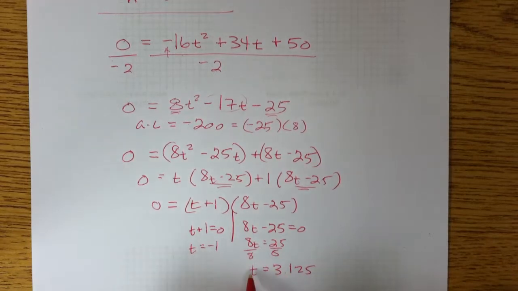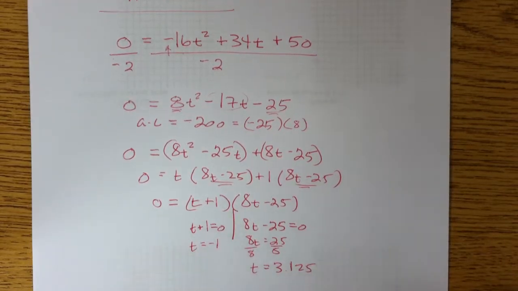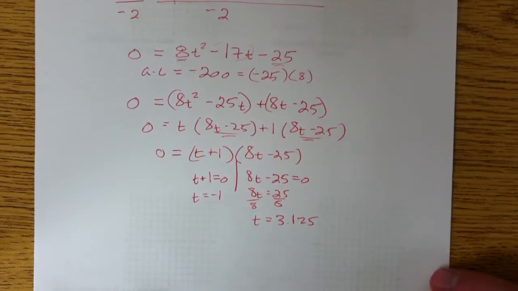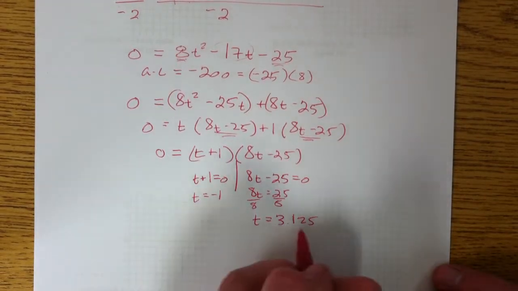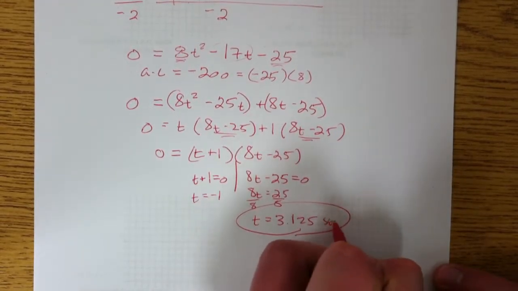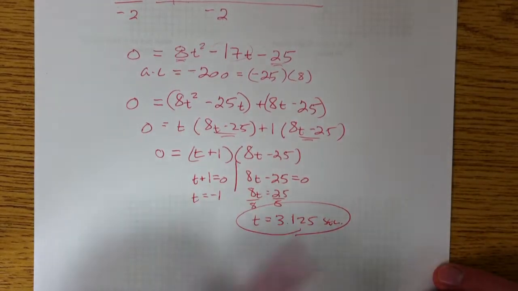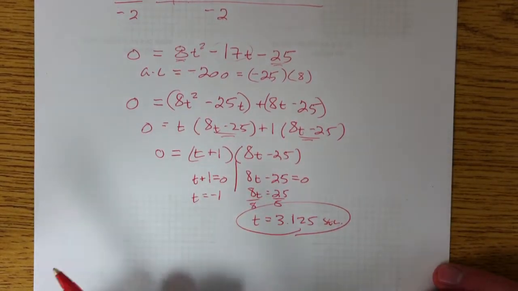Now, both of these are representing seconds. It does not make sense necessarily for time to be negative. So, with that in mind, this is going to be your answer. That's how long it's going to take for that rock to hit the ground after Miss Flogel throws it.